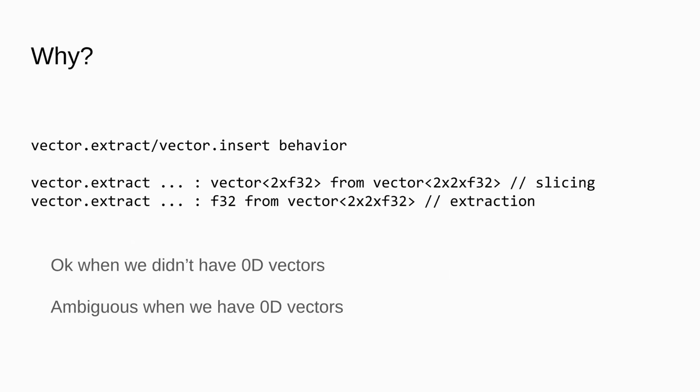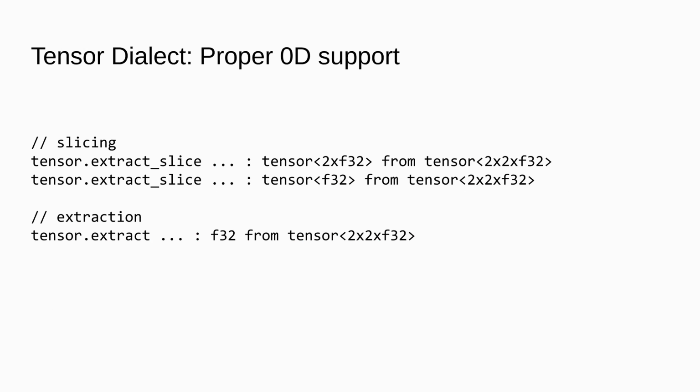So it gets ambiguous when we have 0D vectors, because, not only from a builder's perspective, but what is correct? We could ask the operation to do extraction or slicing by providing a type explicitly, but it's doing two things at once, and every folder and canonicalizer now has to handle two different types of behaviors. It's essentially two operations hiding as one. And something like the tensor dialect, which actually supports 0D vectors, has two different operations, one for slicing and one for extraction, where you can extract 0D tensors and you can extract scalars, but they're different operations, with different behaviors, different folders, and different canonicalizers.